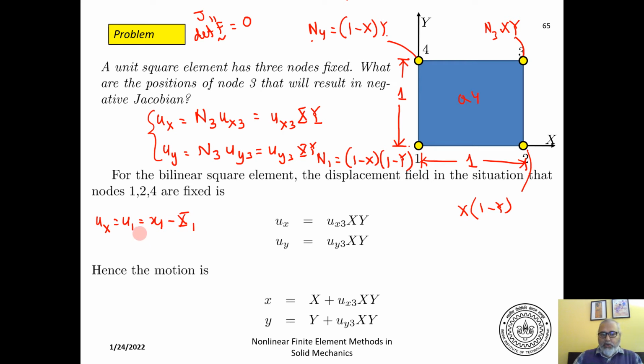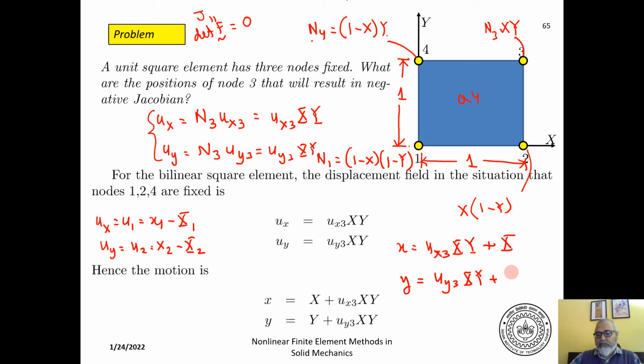and uy, which is equal to u2, is small x2 minus capital X2. So then from here we easily find that small x is equal to ux3 xy plus x, and so this is the motion that this element can have.